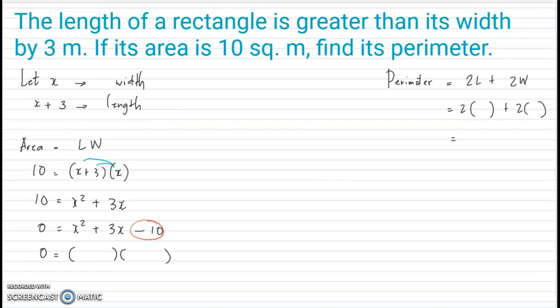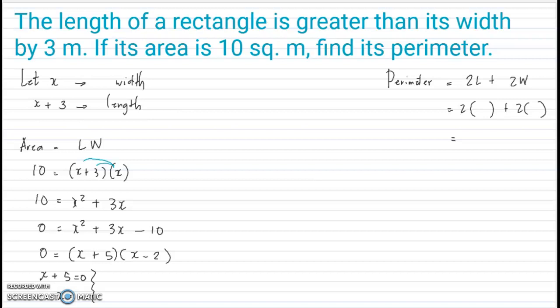Factors of negative 10 that when added is positive 3 would be x plus 5 and x minus 2. And applying the zero factor property, if one of the factors is 0, then this would be true because 0 multiplied by anything is 0. Or if this is the 0, then 0 multiplied by this is 0. So what would make each of the factors 0?